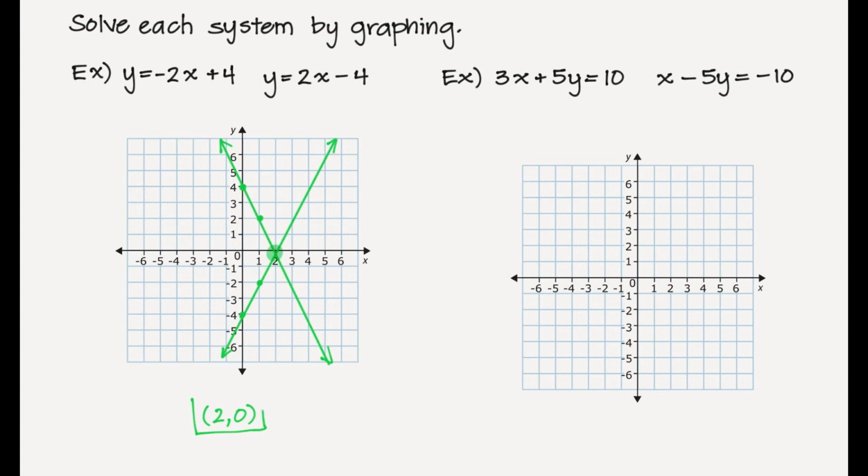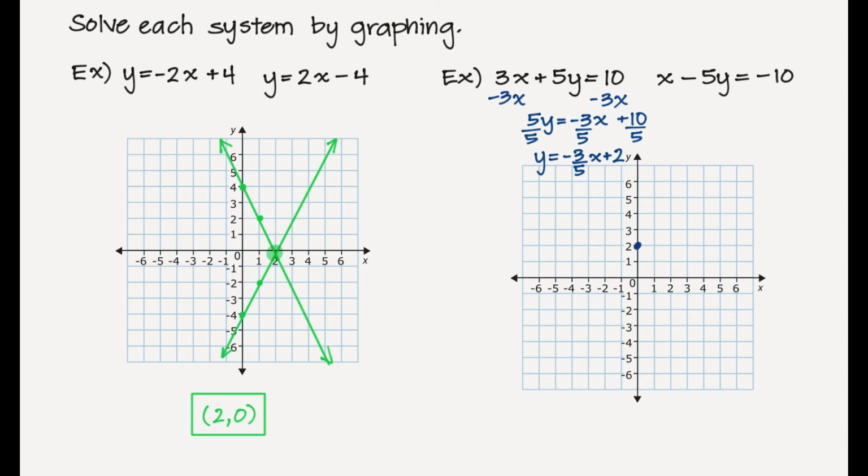So that is the solution for this system. All right, our next two equations are not written in slope-intercept form, so I'm going to rewrite them by subtracting 3x on both sides and then dividing everything by 5. So that leaves me with y is equal to negative 3/5 x plus 2.